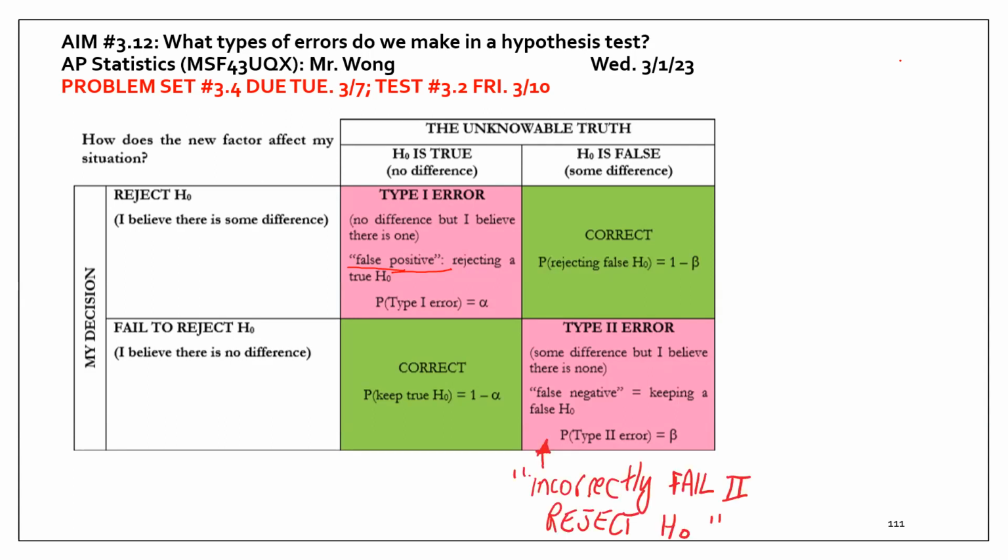By the way, here's a tip. Incorrectly failing to reject the null hypothesis, I like to write this word 2 with the Roman numeral 2 to help you remember that that is what we call a type 2 error. You will notice, by the way, that when we talk about type 1 and type 2 errors, we typically use Roman numerals to refer to these. We don't write the numbers 1 and 2 that you typically write in regular arithmetic.